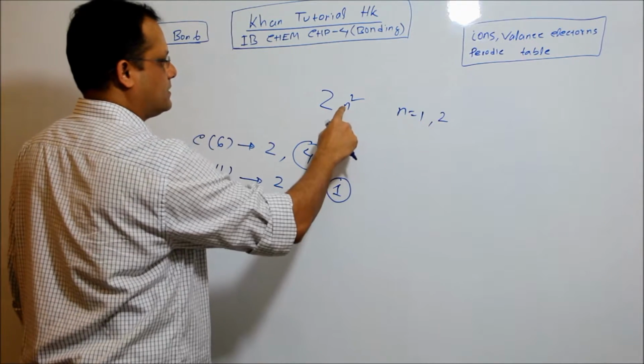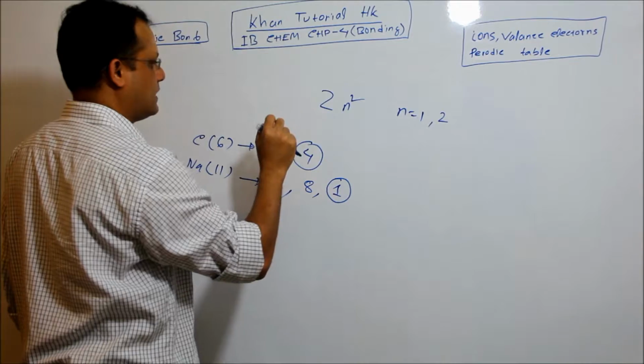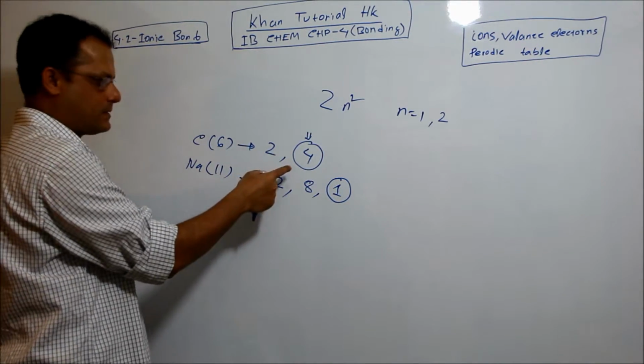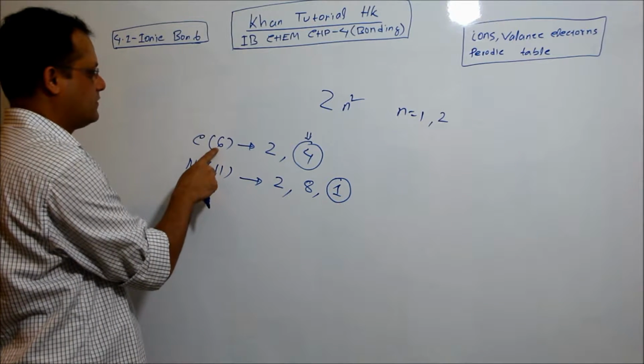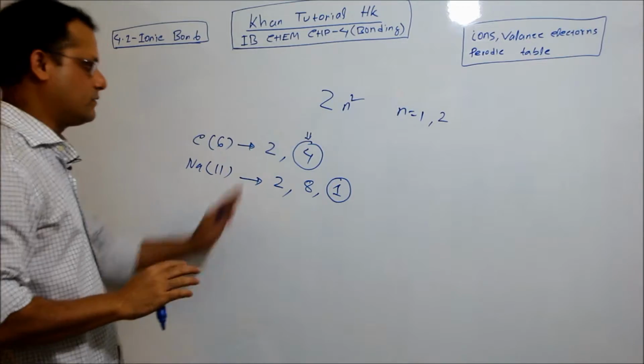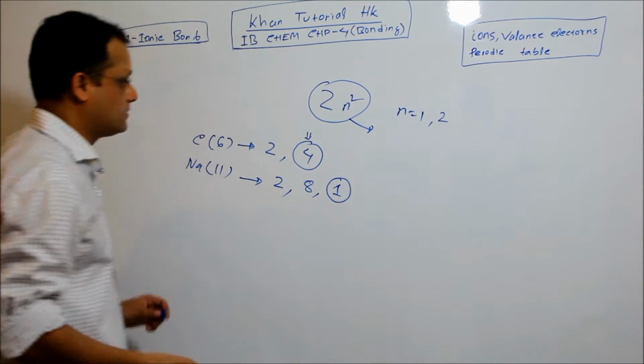So if you replace n by 2, 2 squared is 4, 4 times 2 is 8. So the second cell's maximum capacity is 8, but here it's only 6. So the remaining 4 is in the outer cell. You can just use a shortcut for electron configurations.